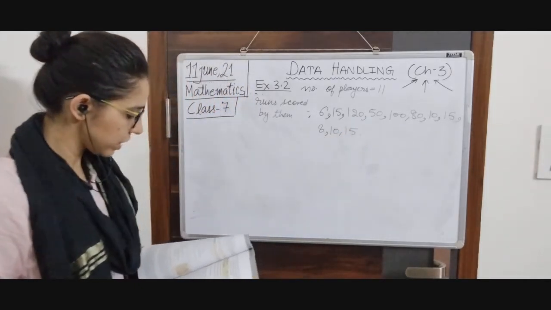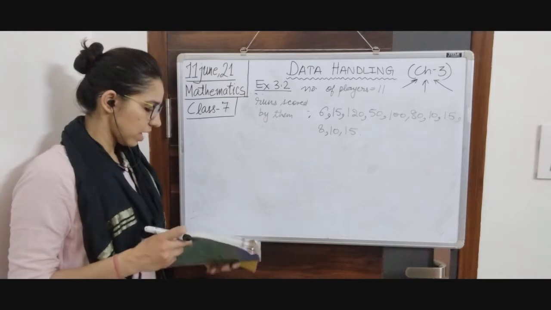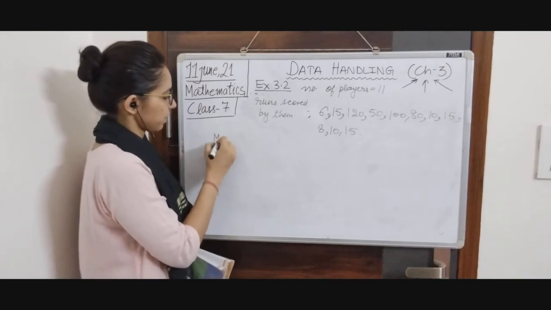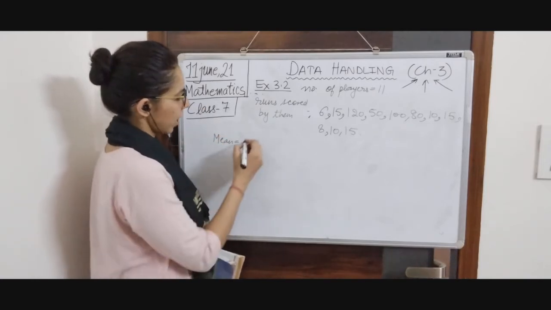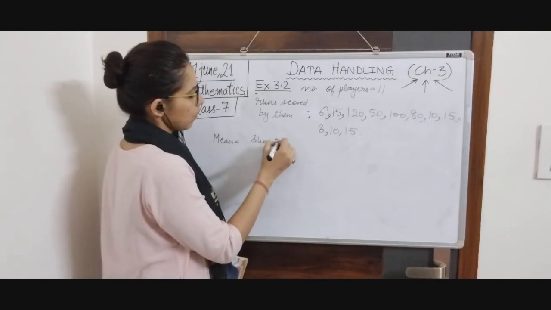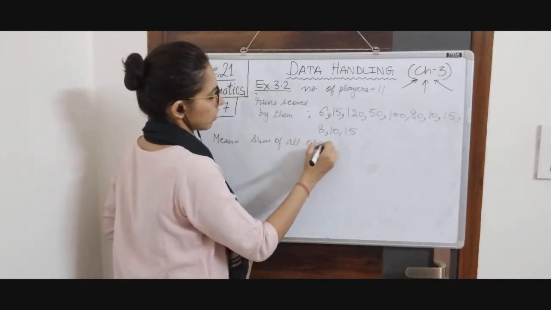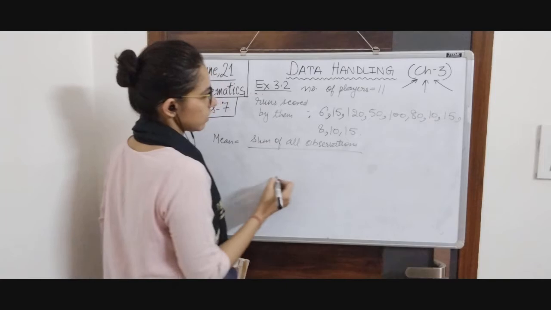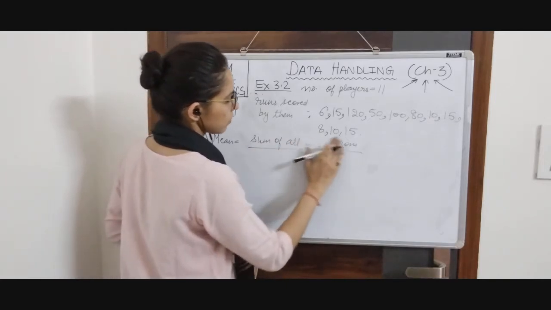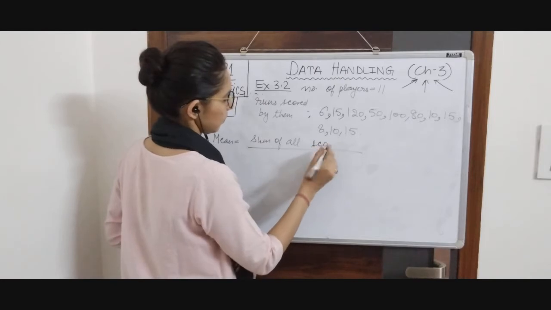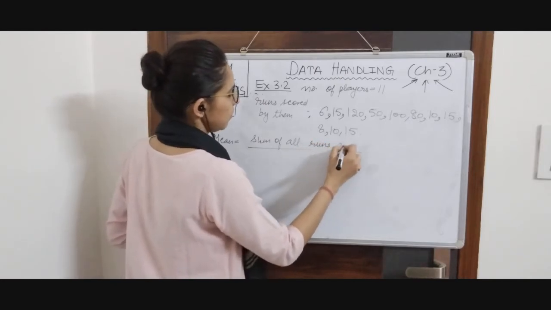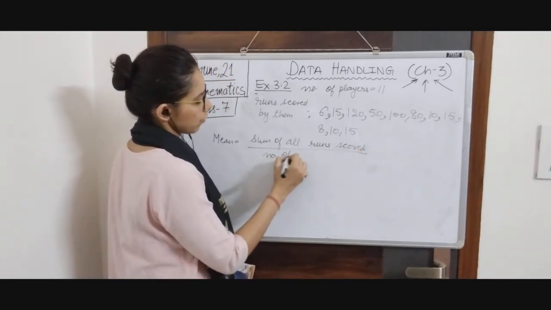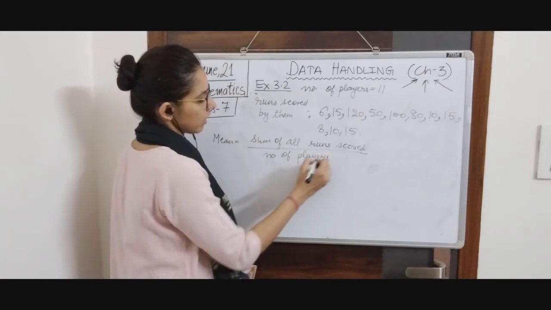Now we have to find out mean, median and mode of this data, and we have to check if all the three are the same. We will start with mean. As we know, the formula for it is sum of all observations. Here the observations are runs scored by the team players, or you can write sum of all scores, divided by number of players. Number of observations here is number of players.